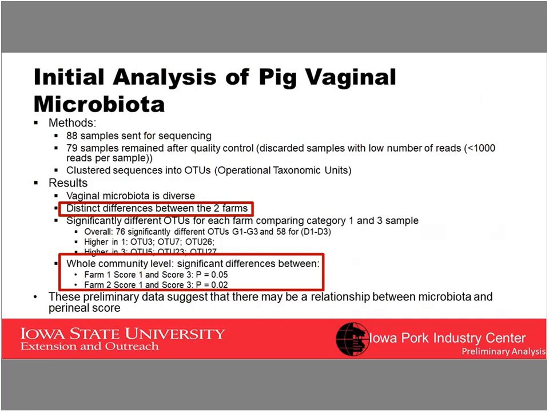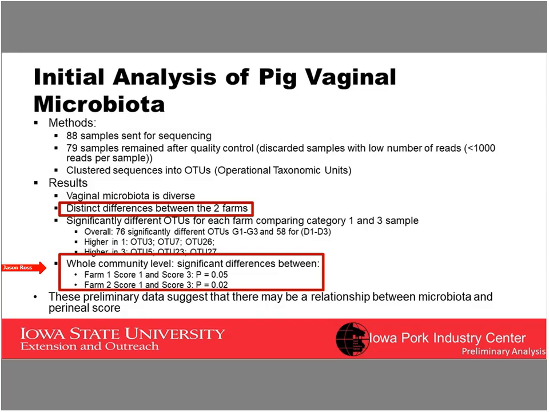And what he was able to identify is that from 2 different farms, we had sows that were perineal score of 1, 2, and 3. The 2 take-home points there are that there are distinct differences in the vaginal microbiome between different farms. And more specifically, for the sows that score a 1 and a 3 at both farms, there are statistically different vaginal microbiomes in sows that score a 1 compared to those that score a 3.